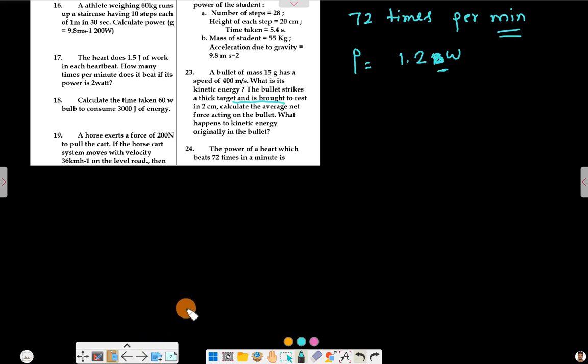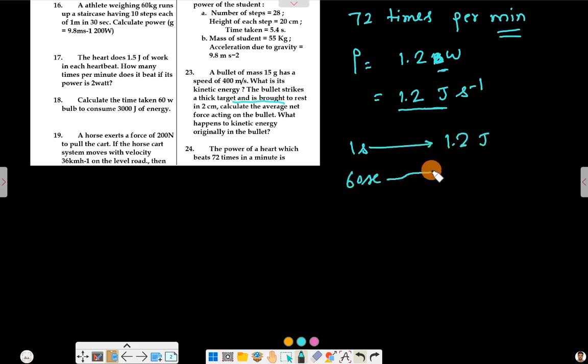So power is 1.2 watt. So 1.2 watt means 1.2 joule per second. We have given per minute. So in a second, heart has 1.2 joule of energy. In 60 seconds, it will have 1.2 into 60, which is equal to 72 joule. So in a minute, heart has 72 joule.